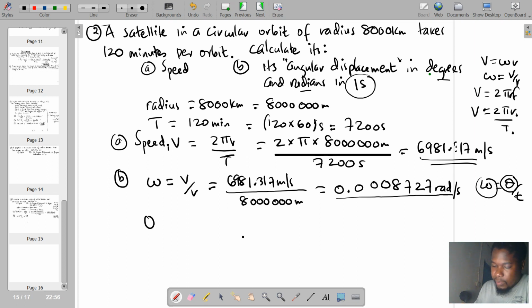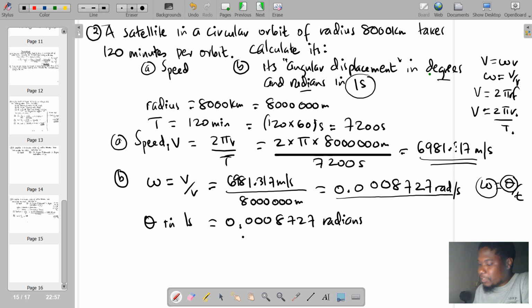So the angular displacement in 1 second will simply be 0.0008727 radians. Since we have the angular speed and it's already per second, it means in that 1 second we cover this amount of angle. So that's what we've written there. So we know what it is in radians. Let's calculate what it is in degrees.